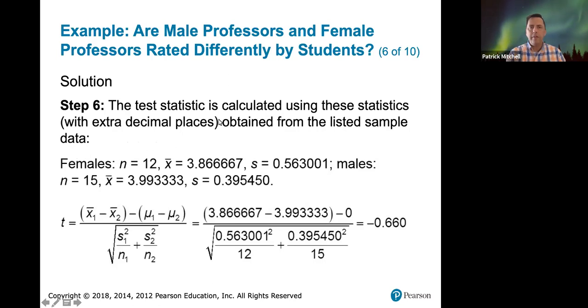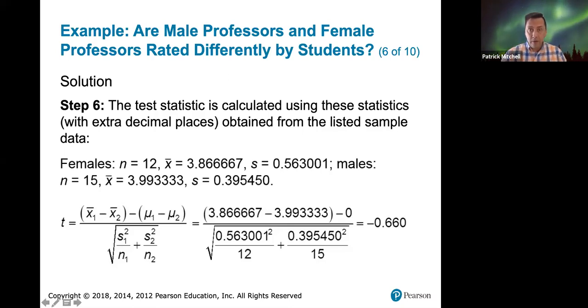All right, so the test statistic is calculated using these statistics. For females, n equals 12, x bar equals 3.866667, and the sample standard deviation is 0.563. For males, n equals 15, x bar equals 3.993333, and the sample standard deviation equals 0.9545. So you plug all those numbers into the formula.